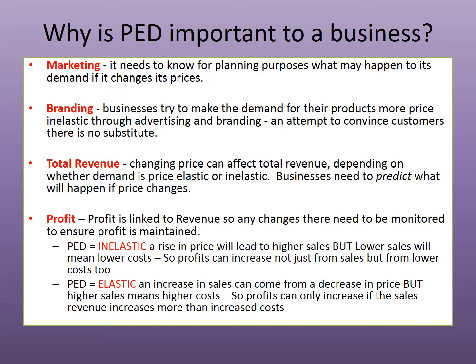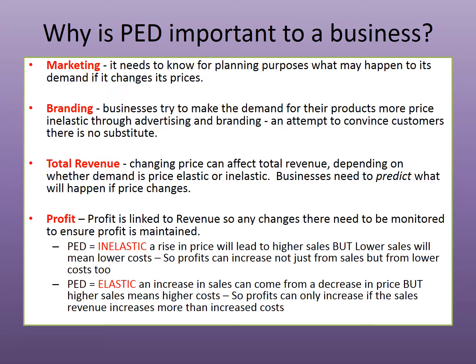Whereas if you're elastic, an increase in the sales can also come from a decrease in price, but higher sales means you are creating more product, which means higher costs, so your variable costs will go up. So profits can only increase if the sales revenue increases more than the increased costs.